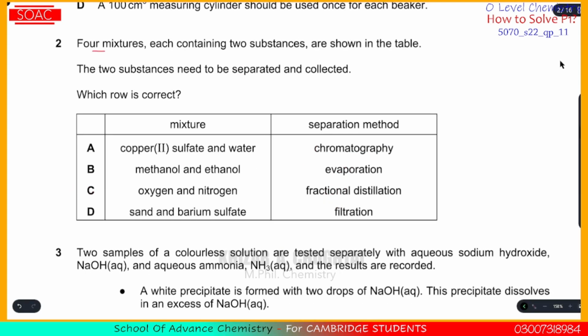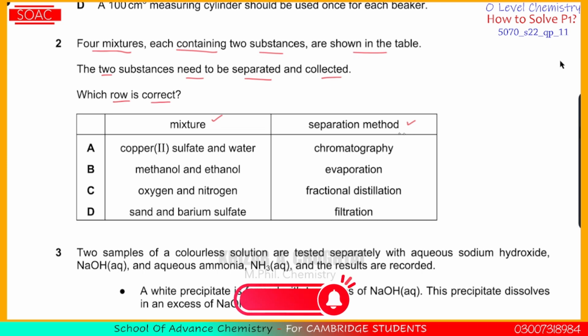Question number 2. 4 mixtures, each containing 2 substances, are shown in the table. The 2 substances need to be separated and collected. Which row is correct? Here is the mixture in this column and the separation method in this column. Option A, copper(II) sulfate and water. That is a soluble sulfate and here is the liquid water, the solvent. The method is chromatography. The answer is no.